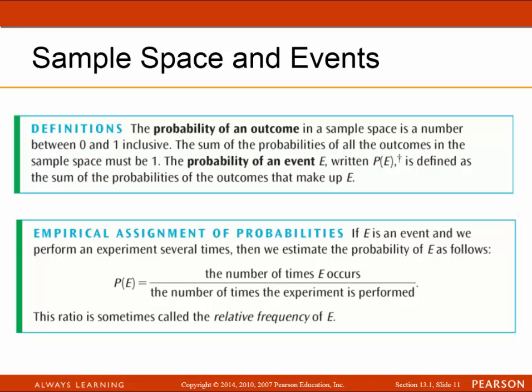So here's the empirical assignment of probability. So if E is an event and we perform an experiment several times, then we can estimate the probability of E as follows. So P of E is equal to the number of times that E occurs divided by the number of times the experiment is performed. So this ratio is sometimes referred to as the relative frequency of E.